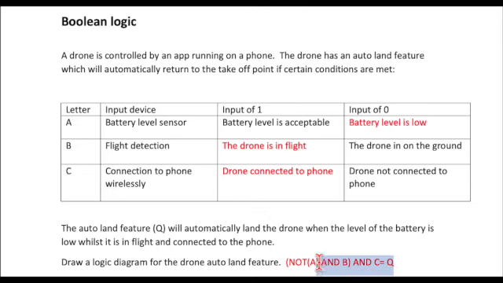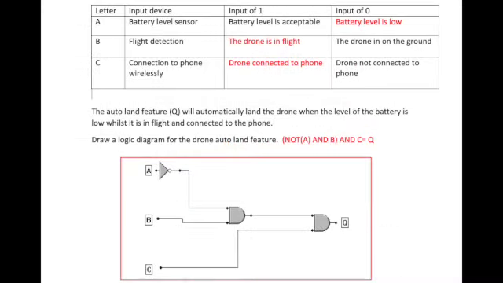I find formulating this Boolean equation helps me draw the Boolean logic circuit. So let's now take some time to look at the Boolean circuit. Let's now look at the Boolean circuit derived from the Boolean equation. So remember, the first input of A is the battery level, and for the auto land facility to be activated, the battery level has to be low. Therefore A has to have the value of 0.